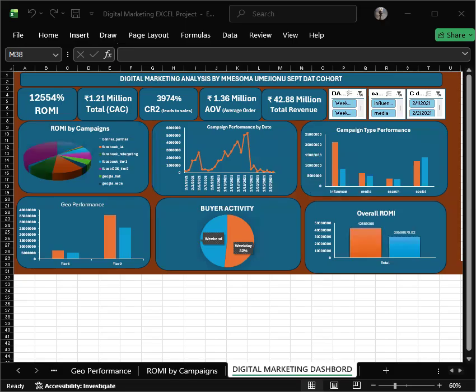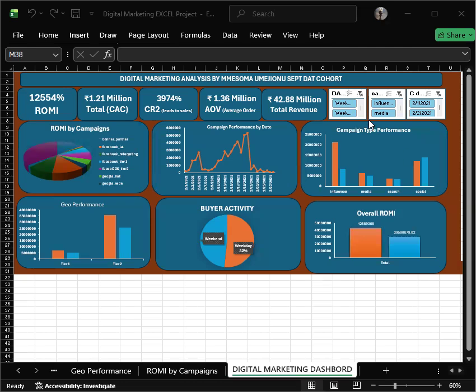Moving on to the third chart, we have campaign type performance. This chart compares performance across campaign types. Influencer marketing generates the highest value, followed by the social media campaigns, while media and search campaigns contribute less comparatively. These indicate that influencer and social channels are the most effective acquisition channels in this dataset.